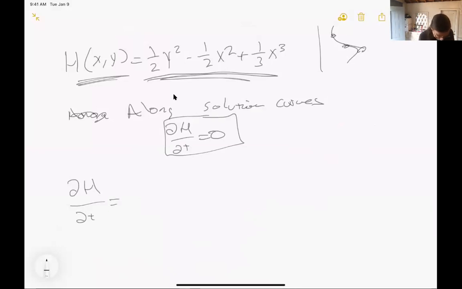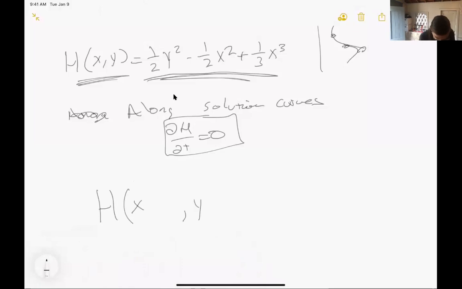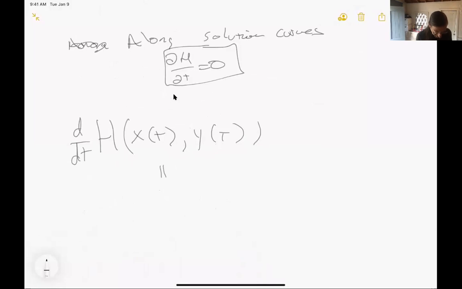Maybe I should write that out a little better. Sorry, it's not a partial. I just get a one variable function. Let me rewrite that. I'm looking at H, which is a function of x and y. But x is a function of time and y is a function of time. So when I do those compositions, now I just have a function of time. And I'm going to take the derivative of H with respect to time. All right, multivariable chain rule. Does anybody remember it?